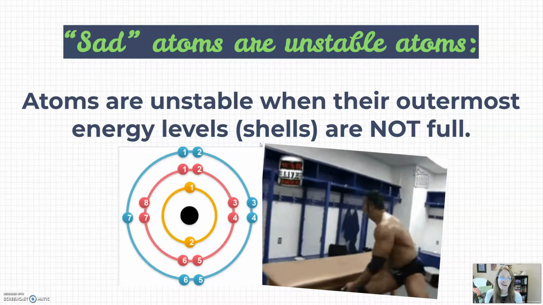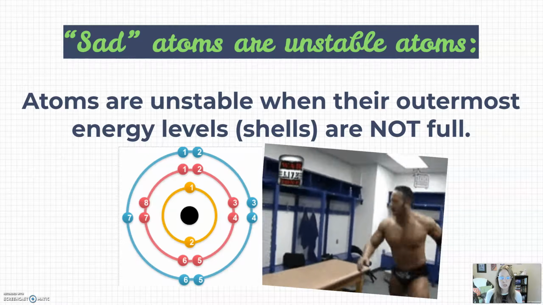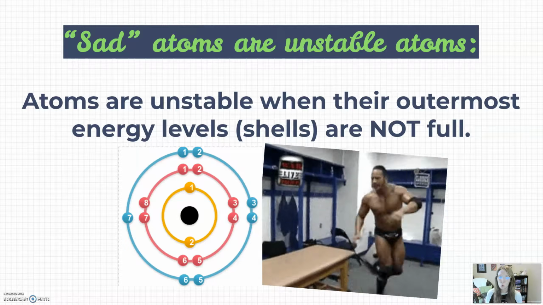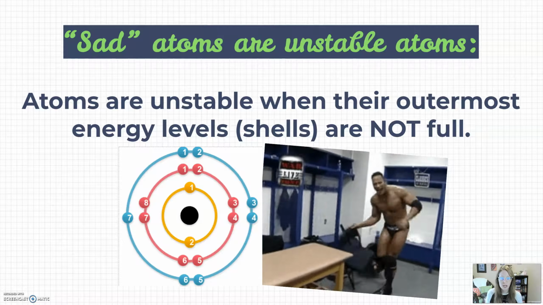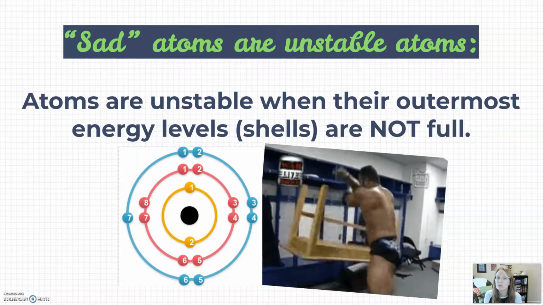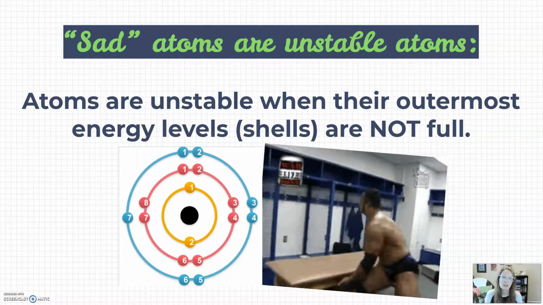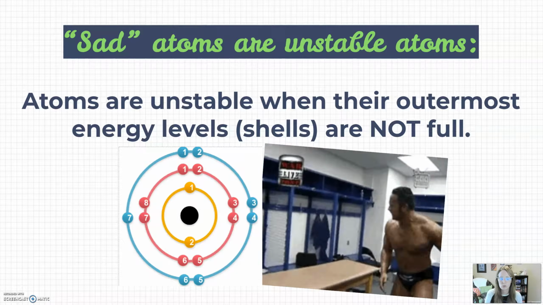Sad atoms are unstable atoms. Atoms are unstable when their outermost energy levels or shells are not full. So this is going to be groups 1 through 17. Because they do not have full outer shells, they are going to have a level of reactivity. Depending on what group they're in and how many valence electrons they have is going to determine how reactive it's going to be.